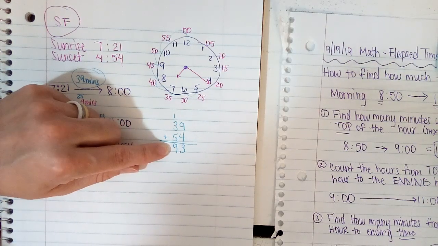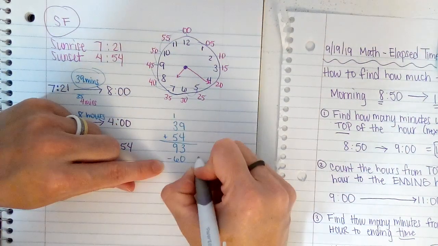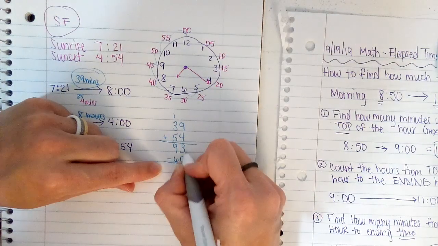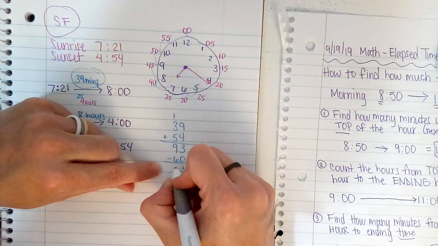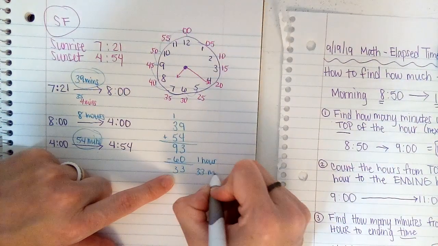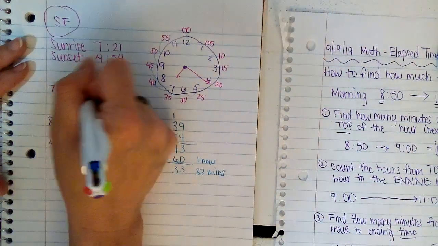There are 60 minutes in an hour. So if I take 60 away, that's 1 hour. So you take away 0 is 3, 9 take away 6 is 3. Wow, so it's 1 hour and 33 minutes, like that. Okay, so we're done with that.